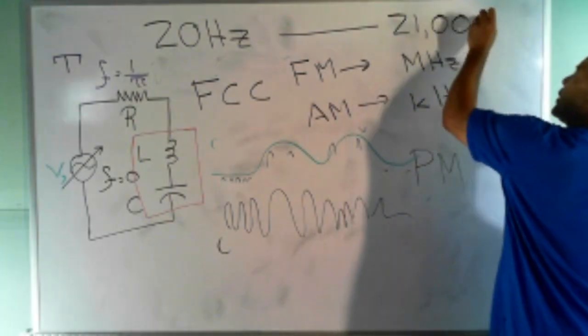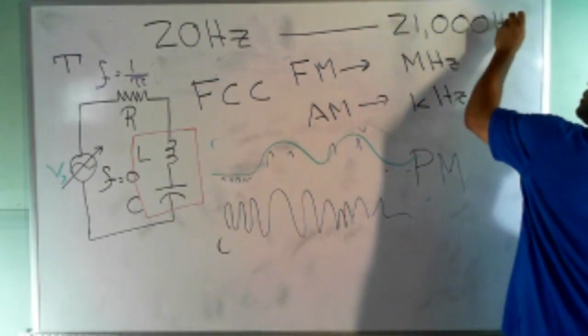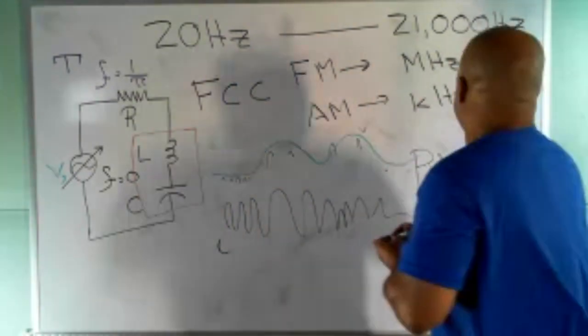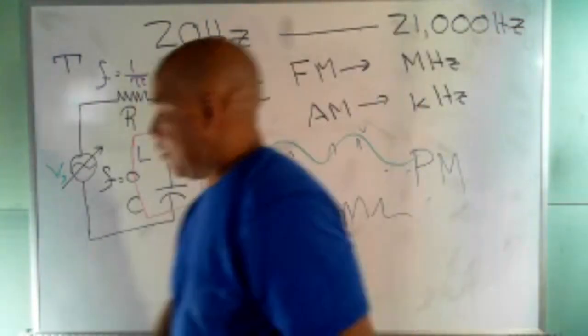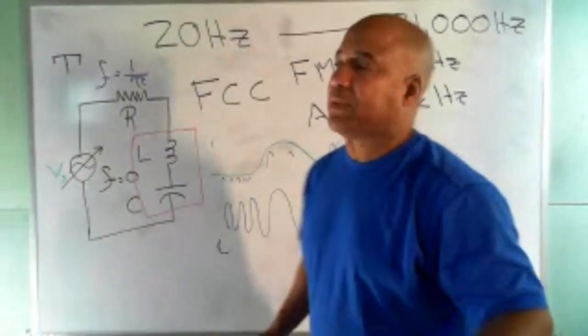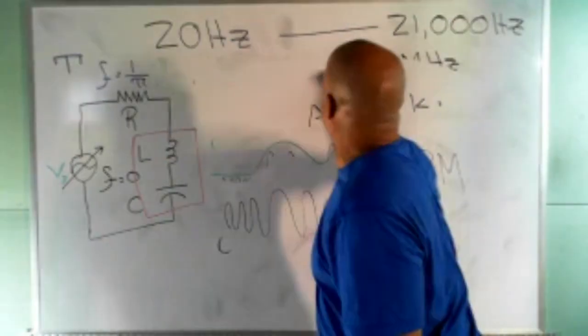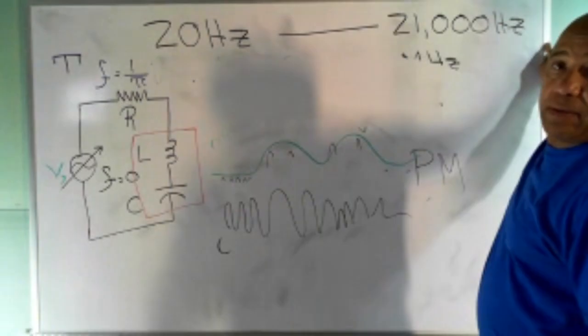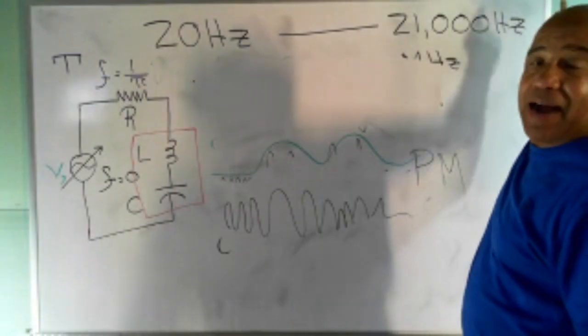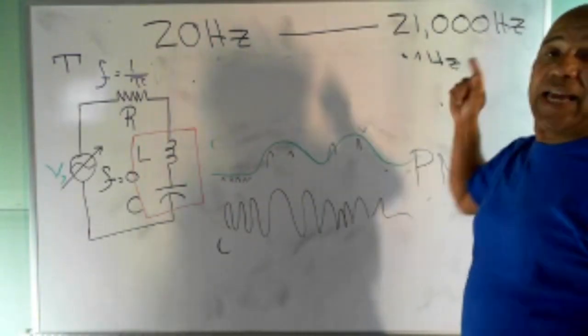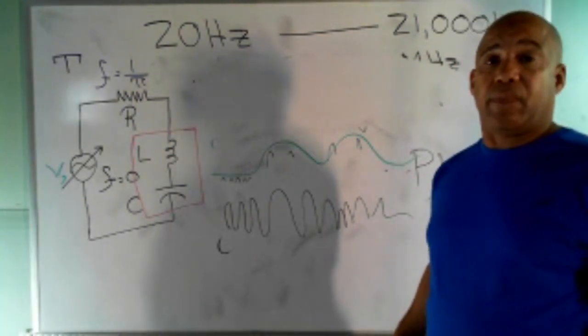is 21,000 cycles per second. Now understand what I'm saying. I'm not saying there's no sound higher than that. There is. There are frequencies out there higher than that. I am saying you can't hear those frequencies.